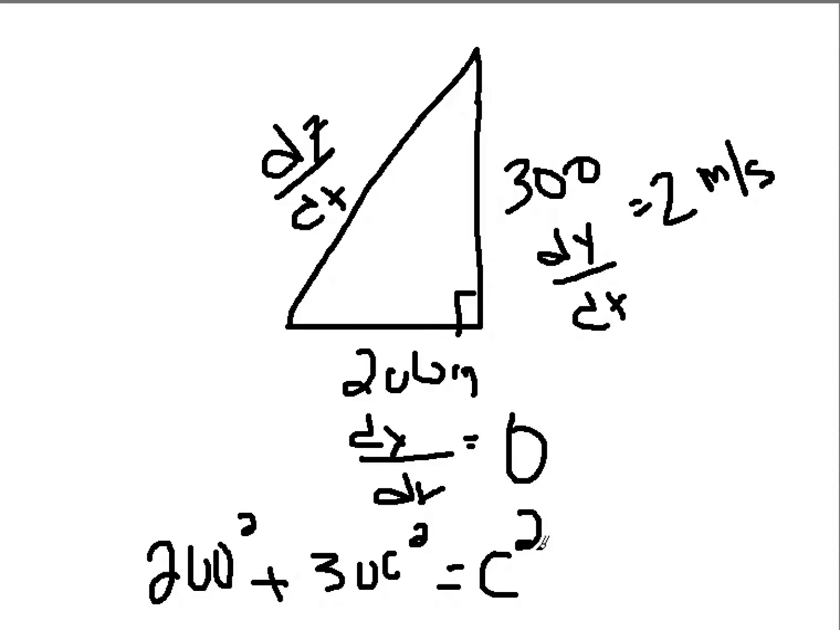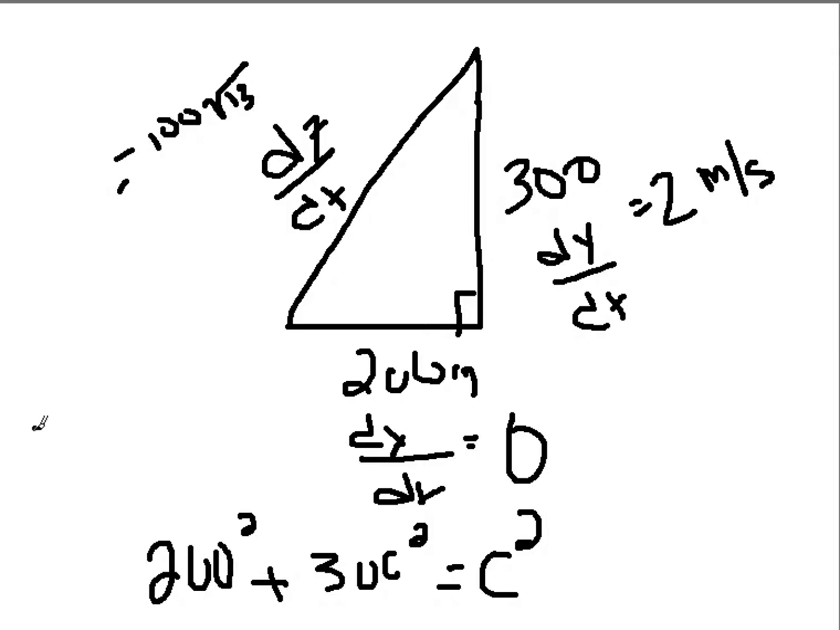So I would get some really large numbers. I would get 40,000 plus 90,000. So I get 130,000 for c squared. I can take out 10. So I'm going to get 100 square root of 13 for z.